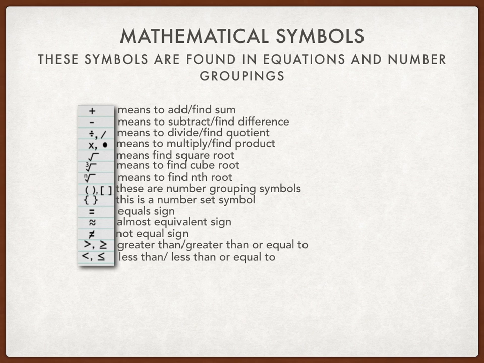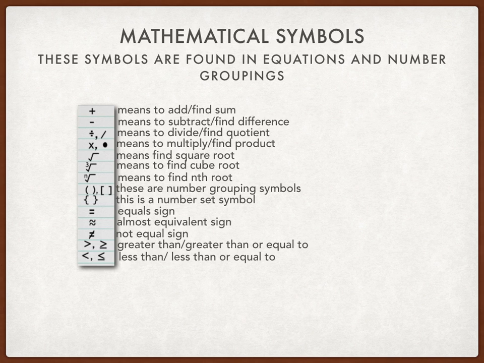The square root sign means to find the square root. The cubed root sign means to find the cubed root. The nth root sign means to find the nth root. Parentheses and brackets, these are number grouping symbols. Squiggly brackets, this is a number set symbol.